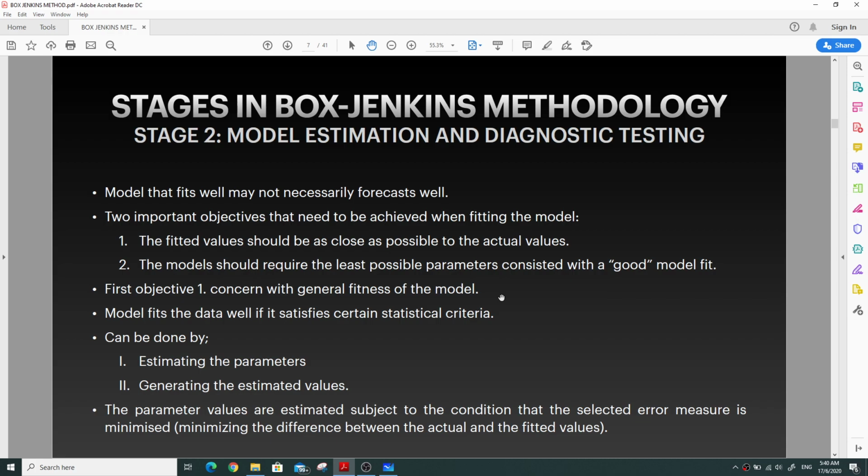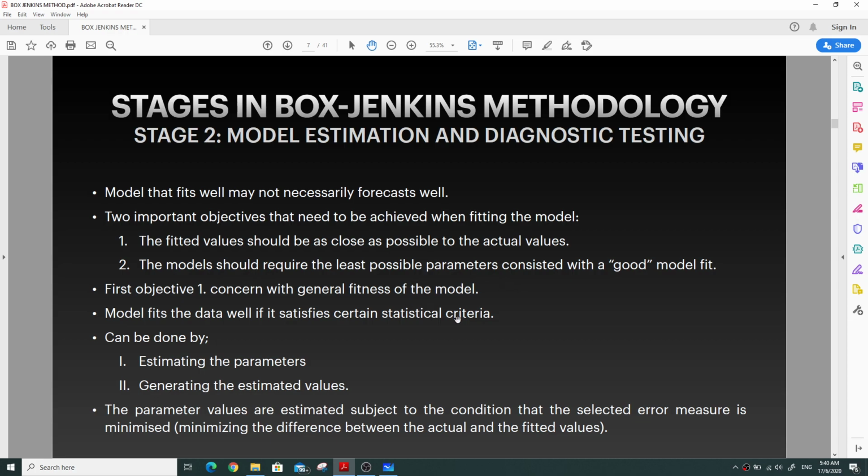It means that the difference between the actual and the fitted value is minimized. The next objective is that the model should require the least possible parameters. It means that we need a simple model to explain the characteristics of our time series data. Here, what you need to understand when you do model estimation is what we call the general fitness of the model.